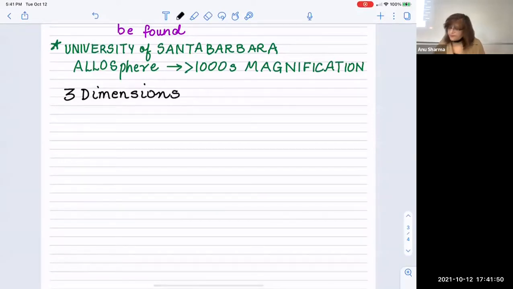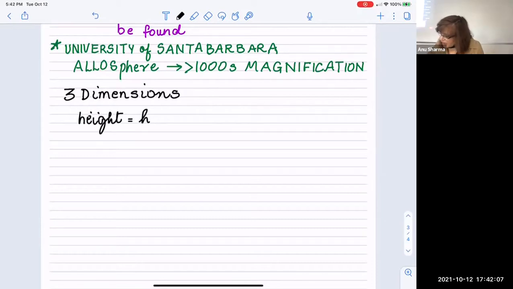Very good. So height, how high, H-E-I-G-H-T, how high a substance is, right? How flat, or in other words, instead of height, let's put it here, horizontal.